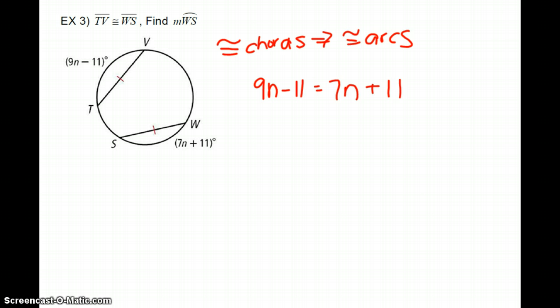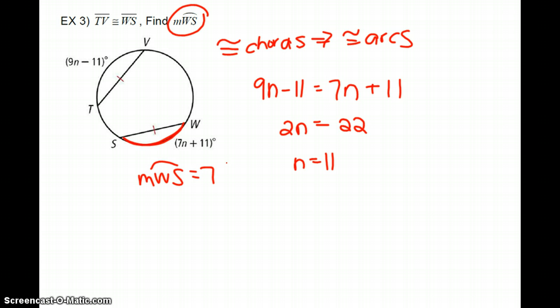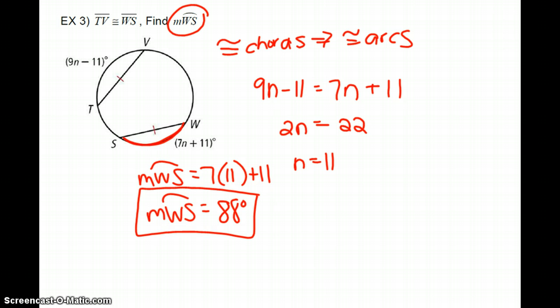Go ahead and subtract your 7n to the left, add your 11 to the right, and divide. We get n equaling 11. The question asks for finding the measure of arc WS, which has that equation 7n plus 11. So now all I have to do is plug in my n value, which we found to be 11, into our equation 7n plus 11. And we get the measure of arc WS to be 88 degrees. Pause this video if you haven't gotten this all the way down, and we have two more theorems left.